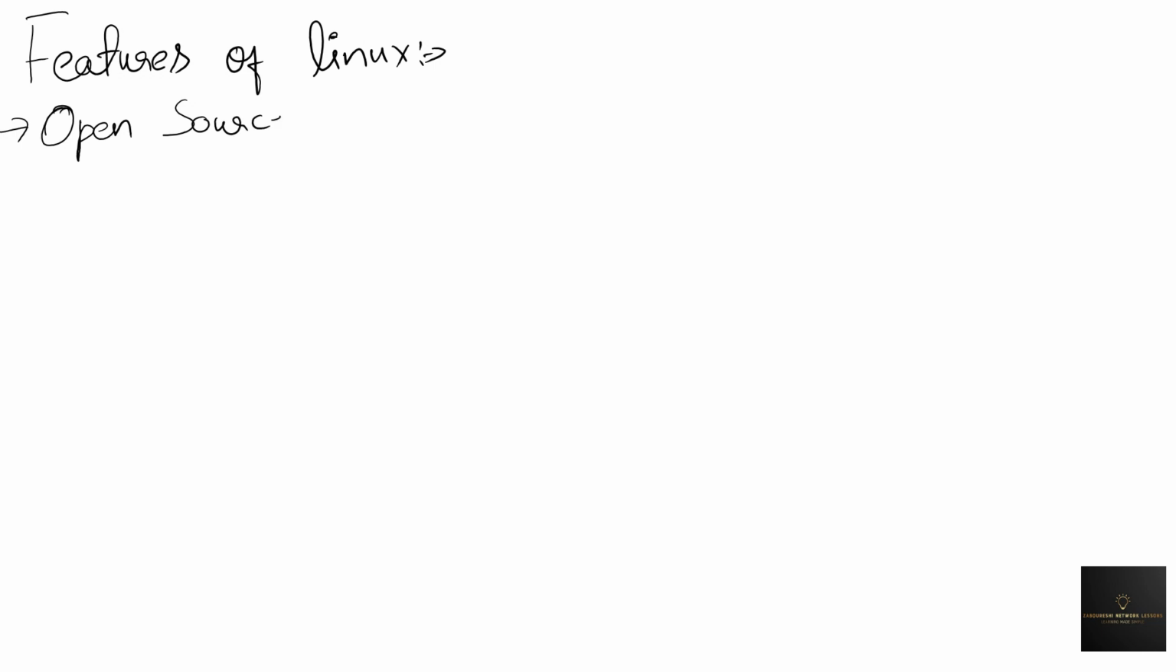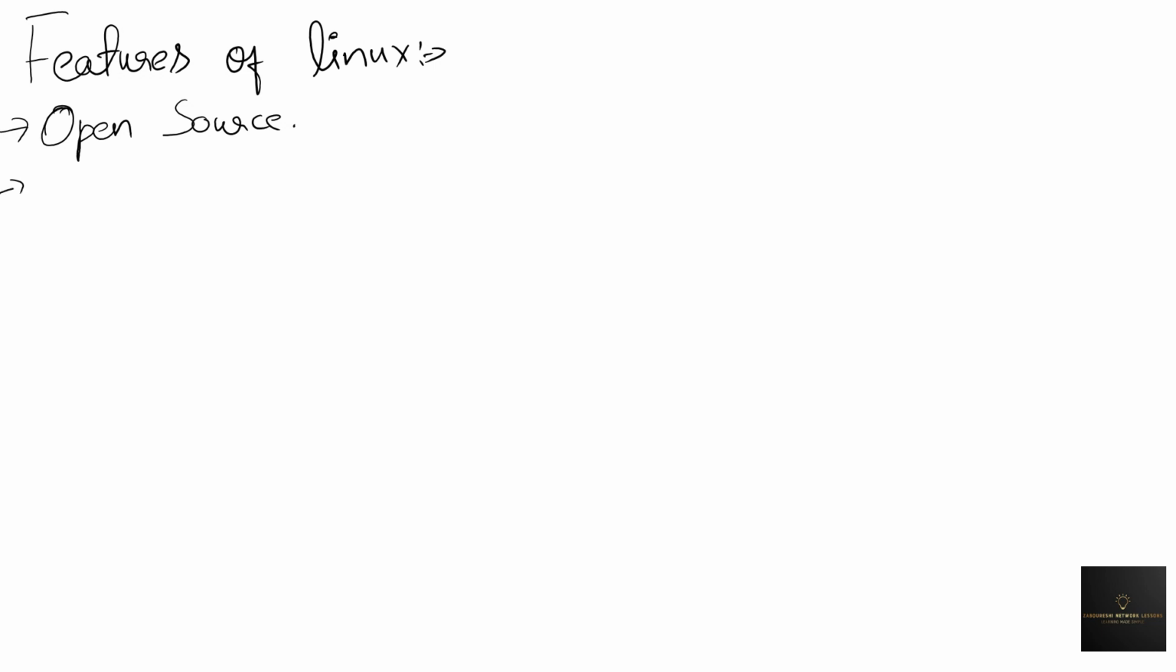So let me take my whiteboard. Let's discuss the features of Linux. Linux basically offers several key features that make it popular among users and developers. So the first one is it's an open source system. Being open source is one of the features. Linux is developed and maintained by a community of developers worldwide. This collaborative approach ensures continuous improvement and innovation.